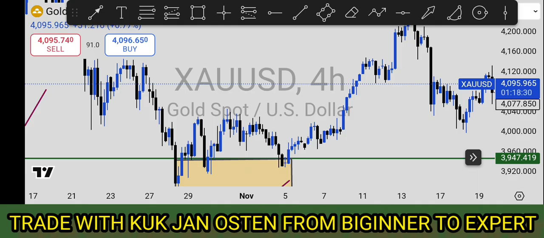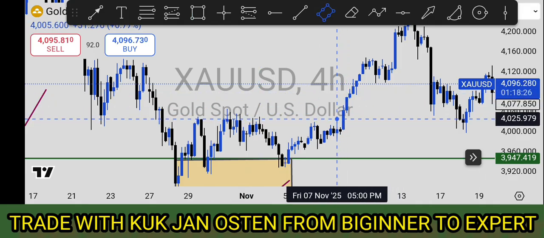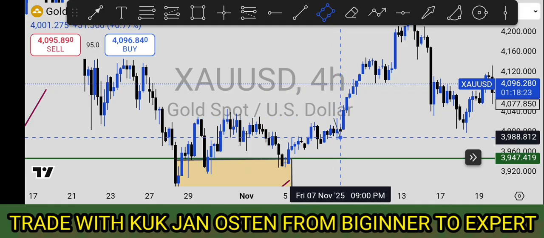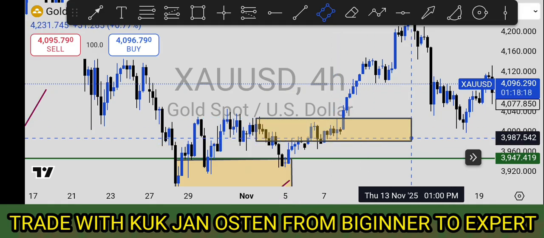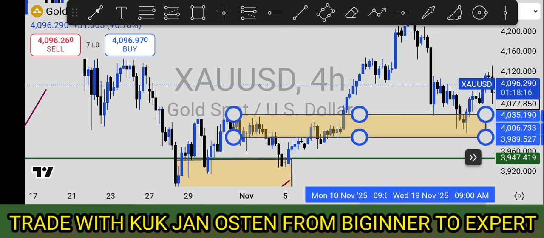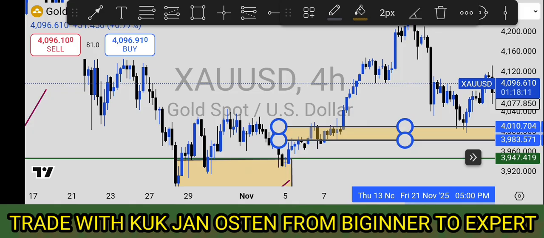So now our order block, there was some sort of order block here. So this is our order block. We are seeing now this is our order block. You can see our order block is around this zone.